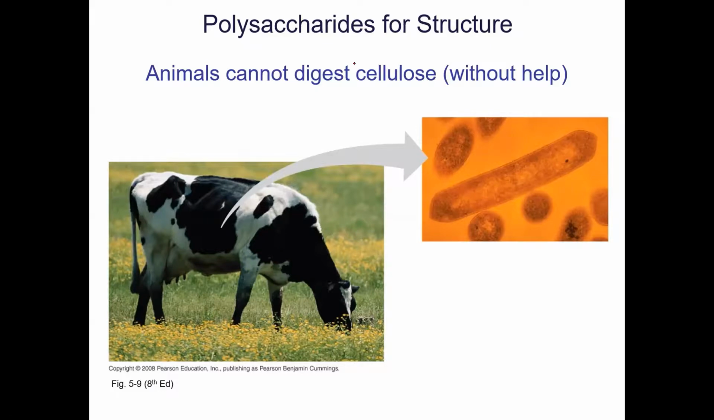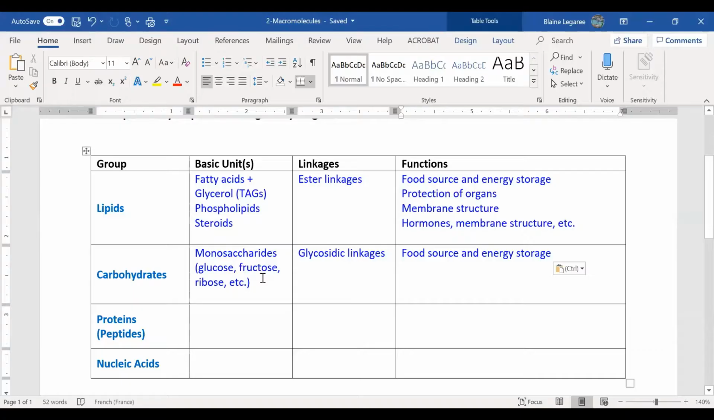Okay, so I'm going to go back to our notes here for a second, and I'm going to add functions. We have cell walls. And so I'm going to add some carbohydrates here that we're going to talk about. So we just talked about cellulose. We're going to talk about chitin in a moment, and we're going to talk about something called peptidoglycan. So we'll talk about what that is in a moment, and those are part of cell walls.